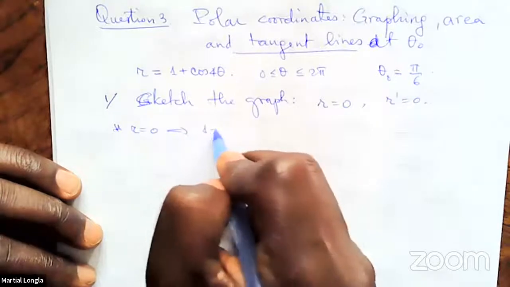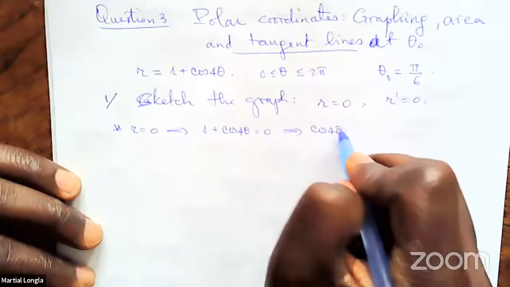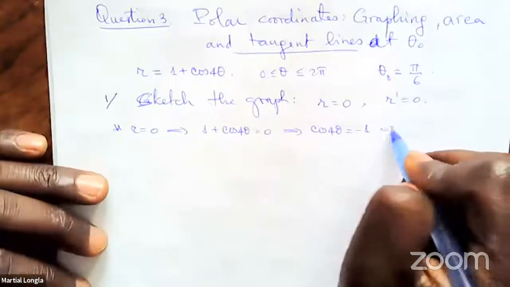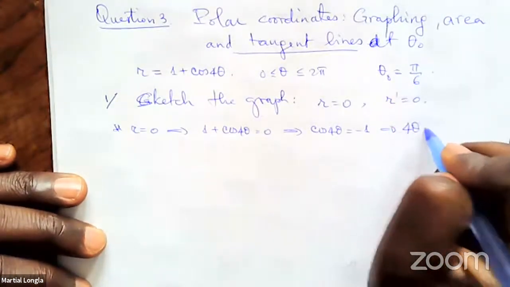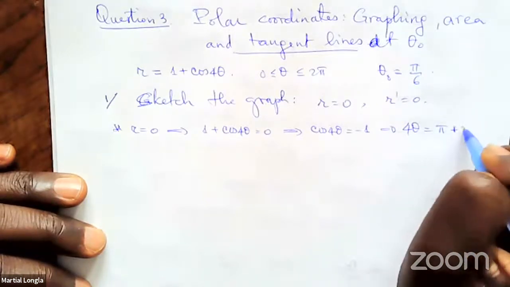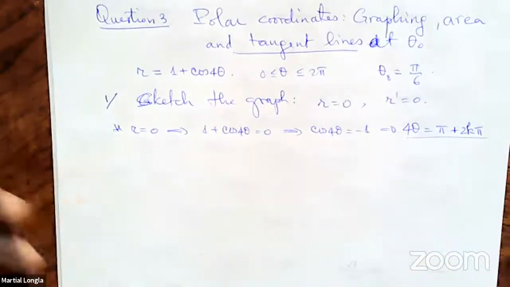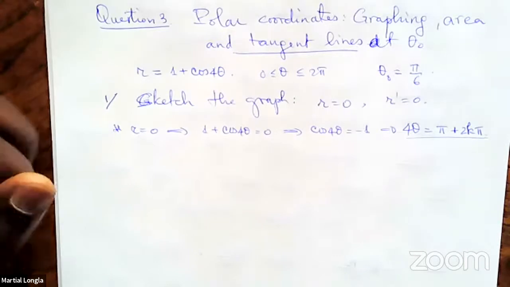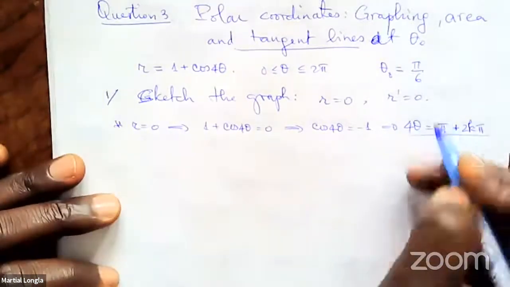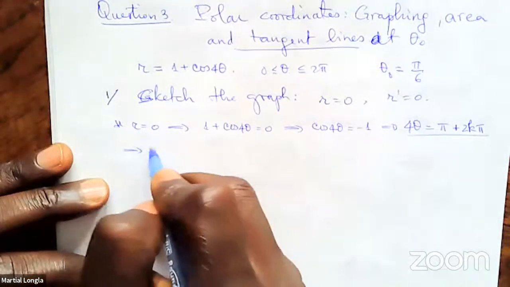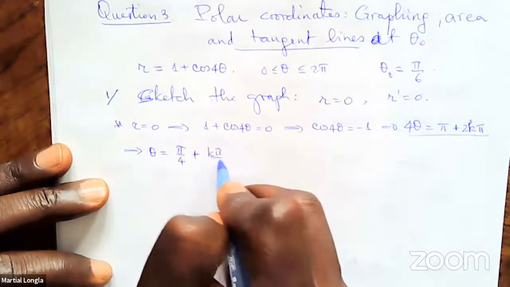So here, when you say R equals 0, that means 1 plus cosine 4 theta equals 0. That means cosine 4 theta is -1. And -1 is the cosine of pi. So you get 4 theta is pi plus 2k pi. And this is trigonometry. You need to know how to solve trigonometric equations. So for -1, it's plus 2k pi. And then from there, you can solve for theta, which is pi over 4 plus k pi over 2.